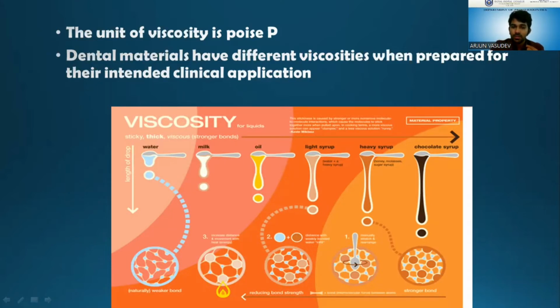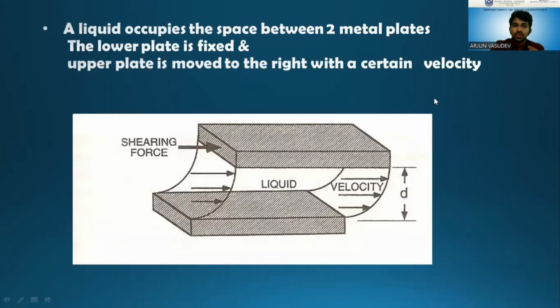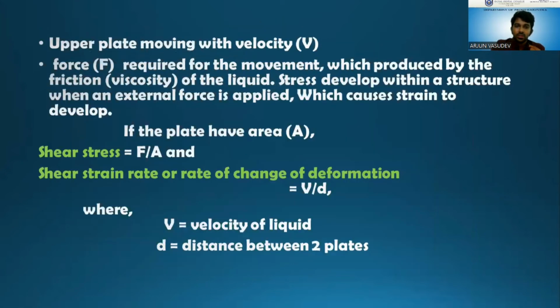So we use different materials according to the properties we require in the situation of the treatment, and it differs at different times. A liquid occupies the space between two metal plates. The lower plate is fixed and the upper plate is moved to the right with a certain velocity. There is a shearing force, with the upper plate moving with velocity v. The force F required is produced by the friction of the viscosity of the liquid.